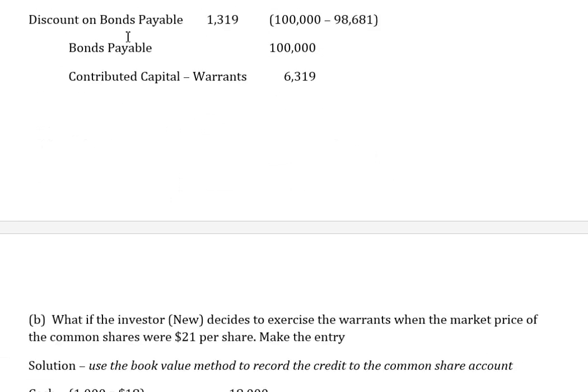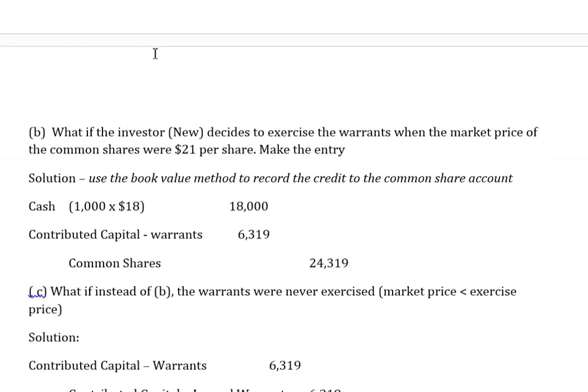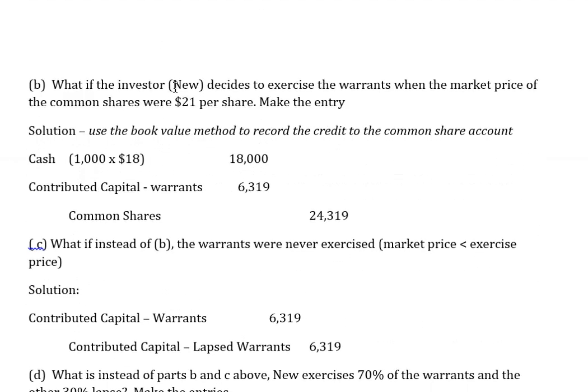Now, with this entry in mind, let's look at Part B. What if the investor, who is New Corporation, remember New's the investor, they bought the bond from Easy Corporation.